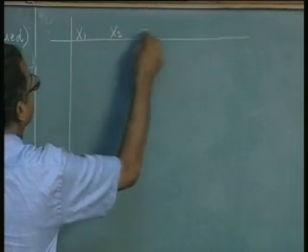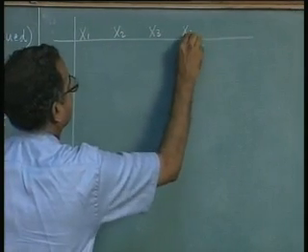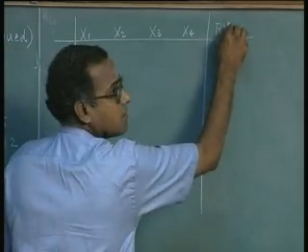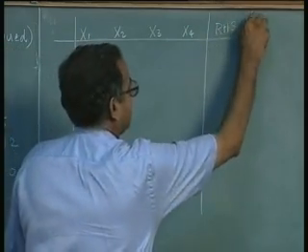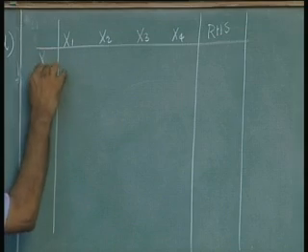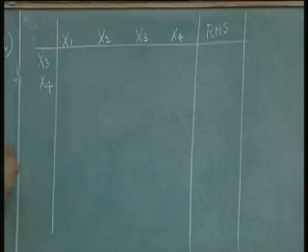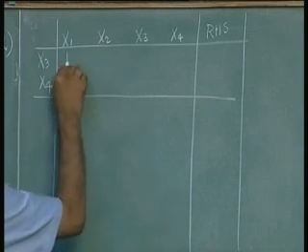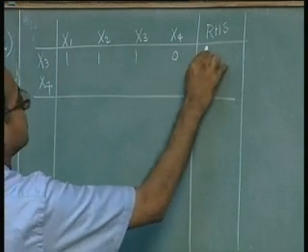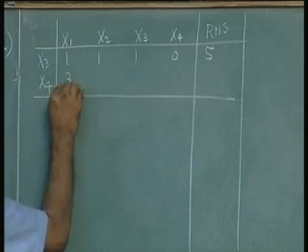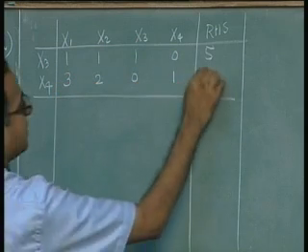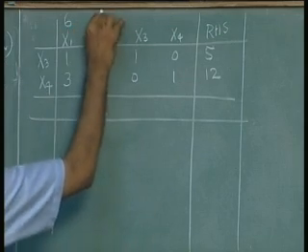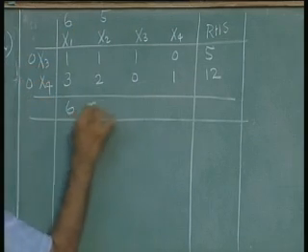x1, x2, x3, x4, right hand side. We start with x3, x4: 1, 1, 1, 0, 5; 3, 2, 0, 1, 12; and Cj minus Zj: 6, 5, 0, 0.